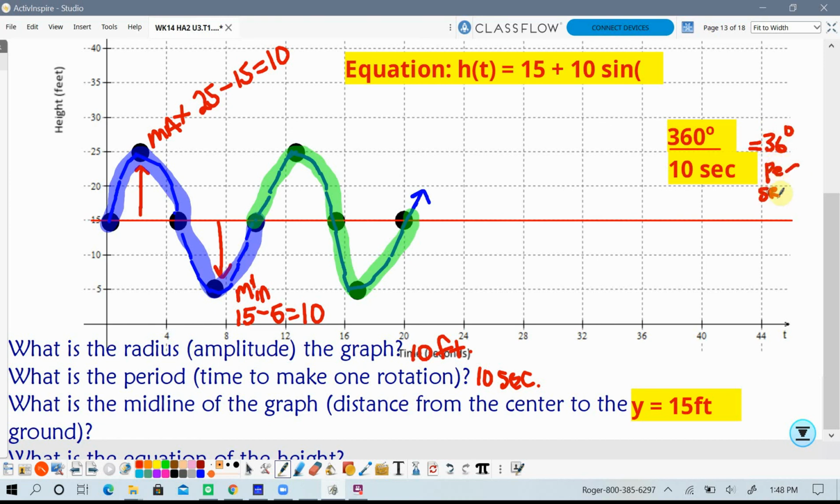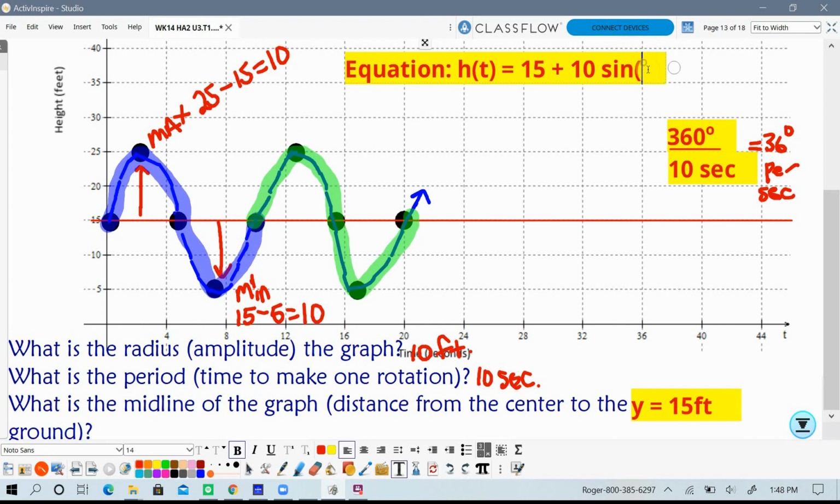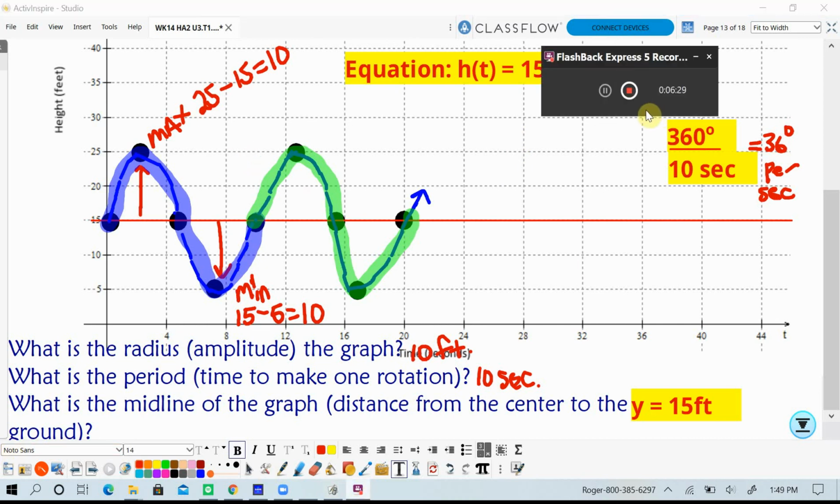Since my angular speed is 36 degrees per second, I'm going to come back to my equation and complete it by writing 36 degrees t. This represents my equation of the height of the rider as a function of time t: 15 plus 10 times sine of 36 degrees t. And that is how you find your height equation.